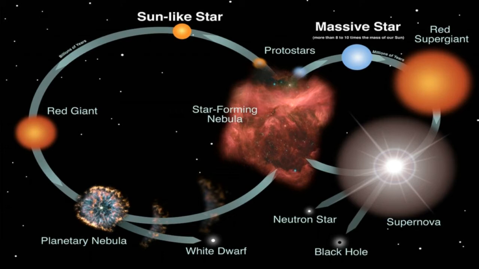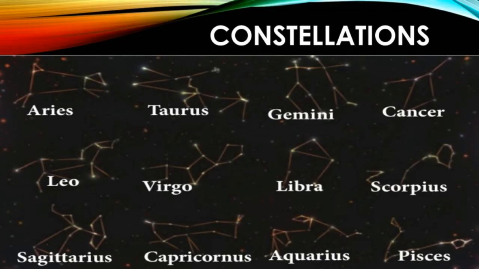We don't know how many stars exist. Our universe contains more than 100 billion galaxies, and each of those galaxies may have more than 100 billion stars. A group of stars forms an imaginary outline or meaningful pattern in space. They represent an animal, mythological person, a god, or an object. This group of stars is called a constellation.